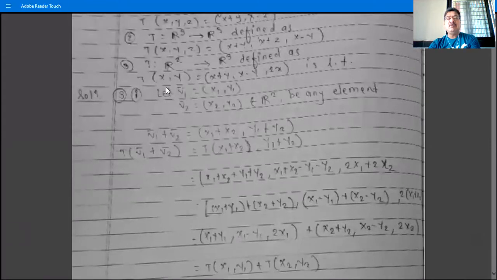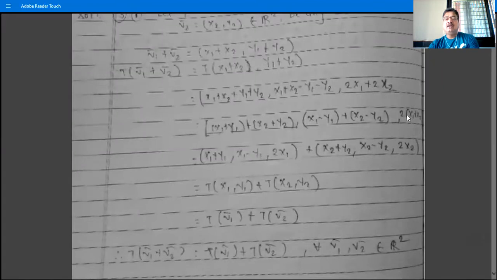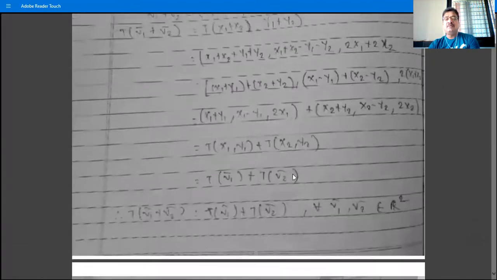And T(x,y) is (x plus y, x minus y, 2x). So T(x1 plus x2, y1 plus y2) is the three tuple: first, x1 plus x2 plus y1 plus y2, the addition of these two, x plus y; comma, x minus y, that is x1 plus x2 minus (y1 plus y2), or minus y1 minus y2; comma, 2x, that is 2 into (x1 plus x2), that is 2x1 plus 2x2, and then complete the round bracket. So this is a 3 tuple. And now we have to show it is T(v1) plus T(v2).